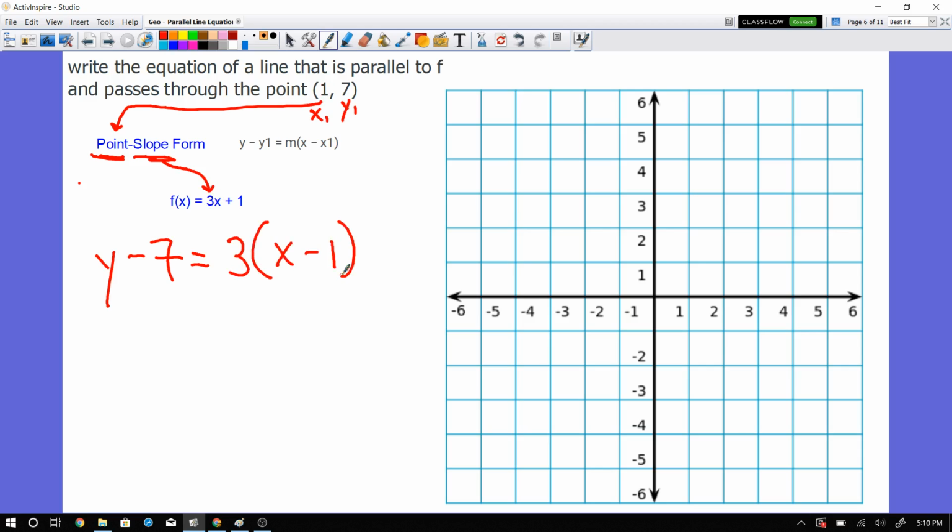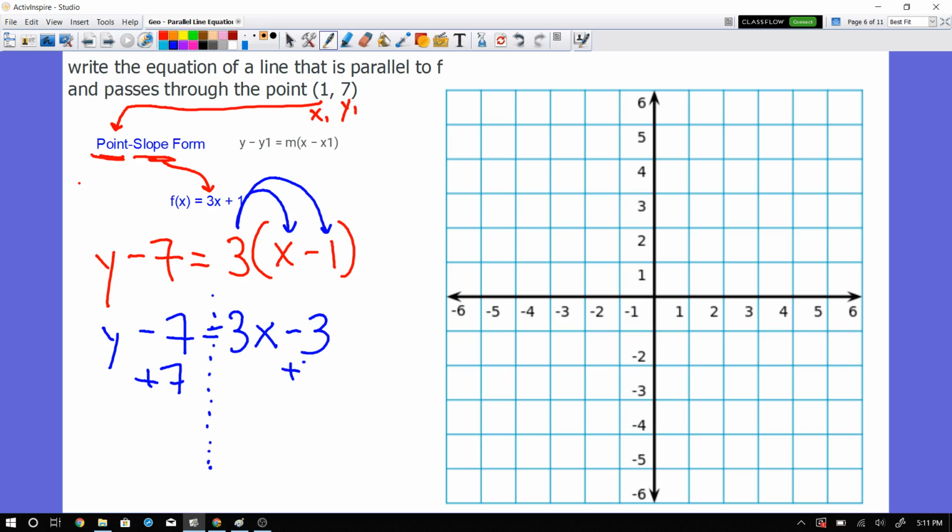This is where the distributive property comes in. So we're going to have x minus 1 multiplied 3 times. 3 times x is 3x. 3 times negative 1 is negative 3. So now all we have to do is get y by itself, because we're doing point slope form to get it into y equals mx plus b. We were given slope and we were given a point, but we have no idea where the y-intercept is. So plus 7. That gives 3x plus 4.